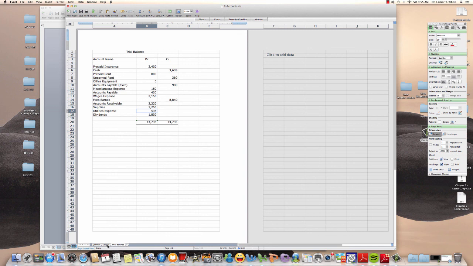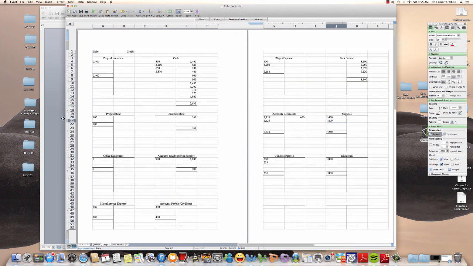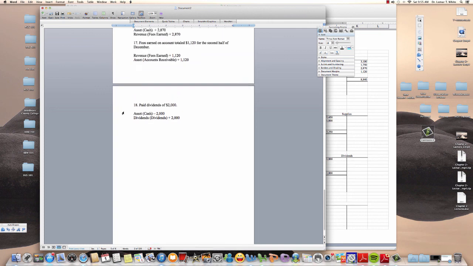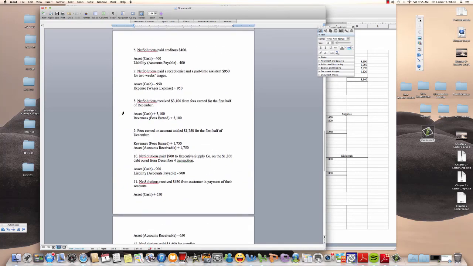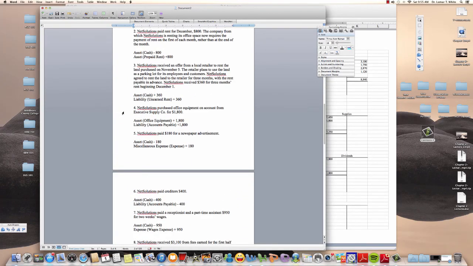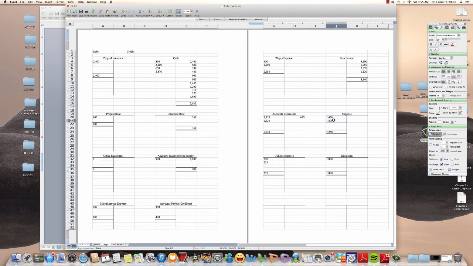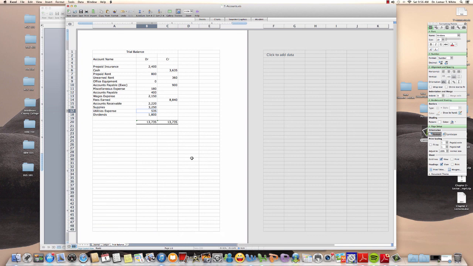But this is incorrect because that $1,800 transaction, if I look back somewhere here, involved purchasing equipment. So let's look for it. So here, number 4, it says Net Solutions purchased some equipment, $1,800. But we put it in our supplies account. That's not correct. It's not supplies. It's equipment. It belongs in the equipment column. But because we did a debit and we did a credit, our trial balance is still going to balance. So that's a type of error that can occur.